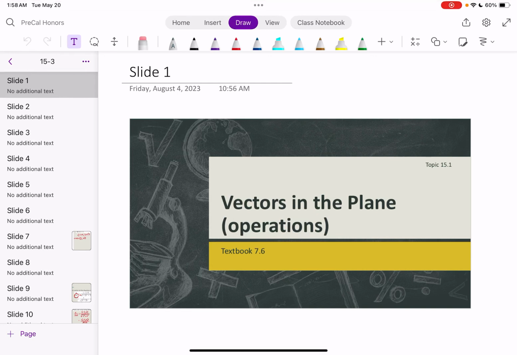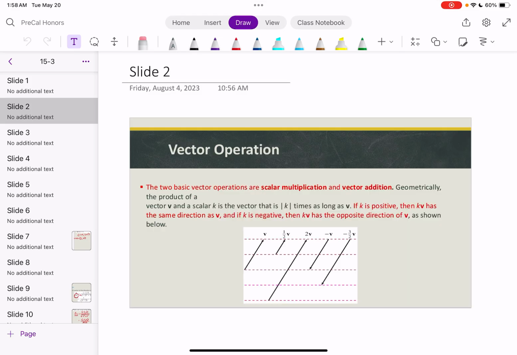Welcome to 15.3, vectors in a plane. We are mainly going to be focusing on operations, as well as unit vectors, as well as how to work with different types of vector problems. In slide 2, we begin with understanding what is ultimately going on with a vector, the direction that it faces, as well as what would occur as we start multiplying our way through a vector problem.